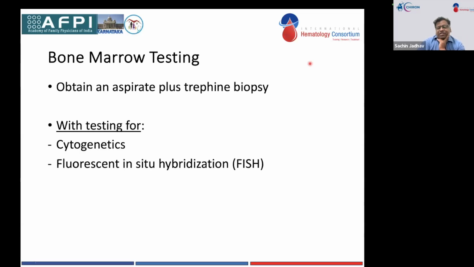So we send for cytogenetics, FISH, and we also do immunophenotyping, flow cytometry nowadays. We have to look at something called MRD, minimal residual disease. So the cytogenetics, the kind of genomic abnormalities in the myeloma cell, will help us understand the prognostication. Okay, what is the chance that I can control this patient's myeloma, and how long can I control? That depends on how bad the genomics of the cancer cell is.